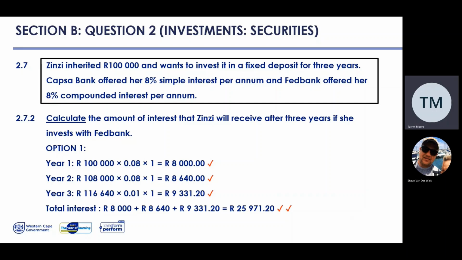Take note of the mark allocation. Year 1, year 2, year 3, individual. For the total interest of adding everything together, you're going to receive 2 marks.